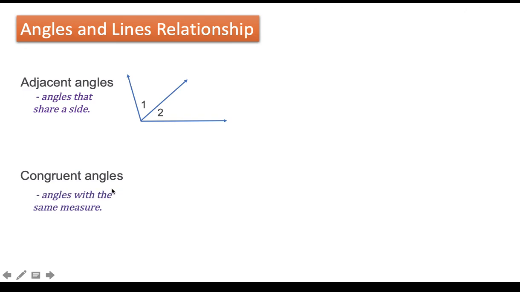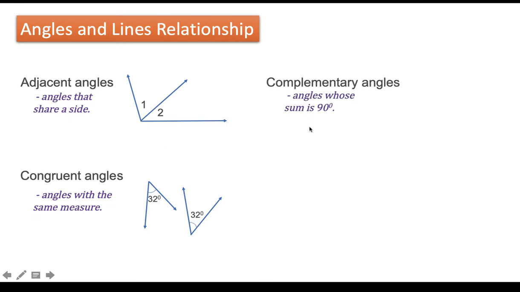Adjacent angles are two angles that share a side. So let's say this angle 1 and angle 2, since they share this common side, we can say that the two angles are adjacent angles. When we say congruent angles, these are angles that have the same measure. So if this angle measures 32 degrees and the other angle measures 32 degrees as well, the two angles are said to be congruent.